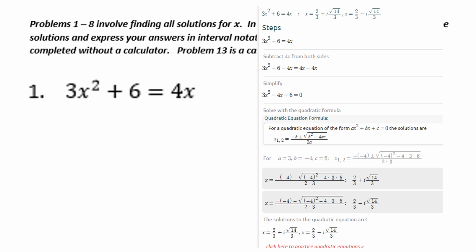So the first problem we solved, and the answers you should have gotten were x is equal to 2/3 plus i, the square root of 14 over 3, and 2/3 minus i, the square root of 14 over 3. Here are some detailed steps. In terms of grading this, count this as 4 points for each correct answer. And if you got answers but they were wrong, give yourself 2 points. So every numbered problem will be worth 10.